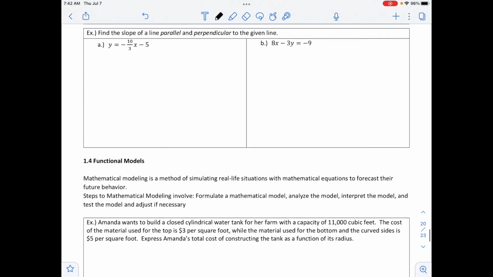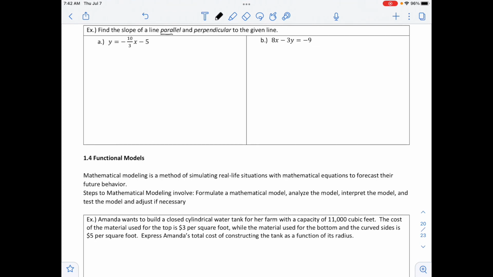And so the example right below says find the slope of a line parallel and perpendicular to the given line. So for the first equation, I already have this in slope-intercept form. So we can see that our slope is equal to negative 10/3. And so the slope of a parallel line would be the same thing. It's still going to be negative 10/3. And this would be for parallel. And then for perpendicular, we're going to take the reciprocal, which means flip the top and the bottom number. So we're going to end up with 3/10 and change the sign. So we're going to end up with positive 3/10, and this is going to be for perpendicular.